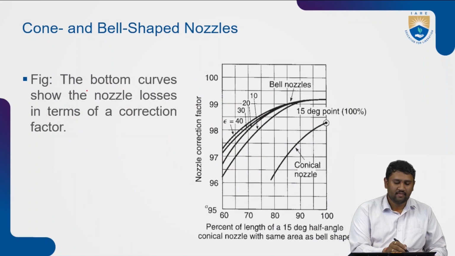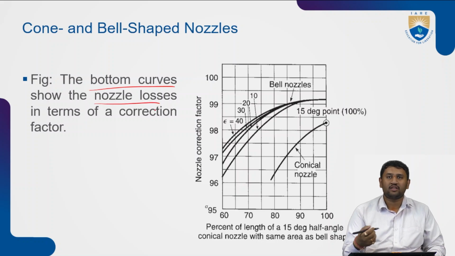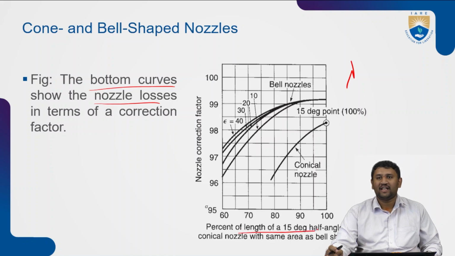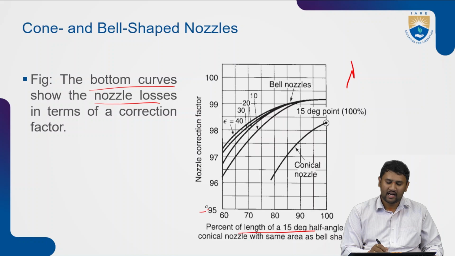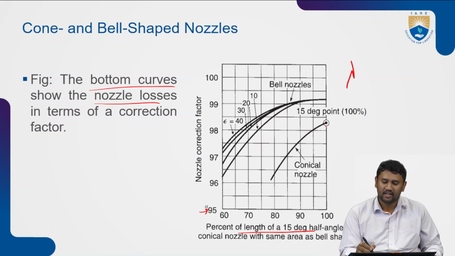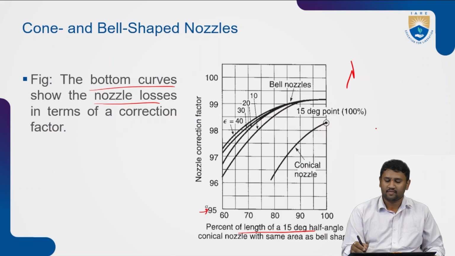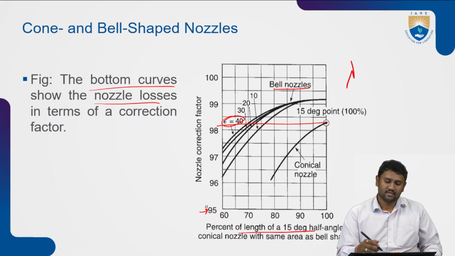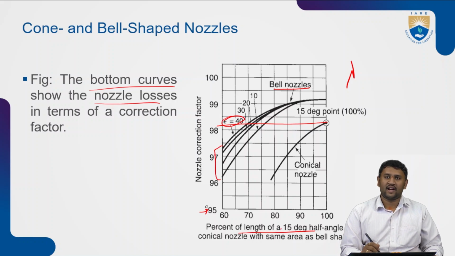Now, considering the same, the curves show the nozzle losses in terms of a correction factor, that is lambda, versus percentage of length of a 15-degree half angle conical nozzle with the same area as a bell nozzle. For a conical nozzle with different half angles, the nozzle correction factor for a 15-degree half angle is the 100% reference. For different bell nozzles with different area ratios or expansion ratios, these will be my correction factors that we are supposed to consider.